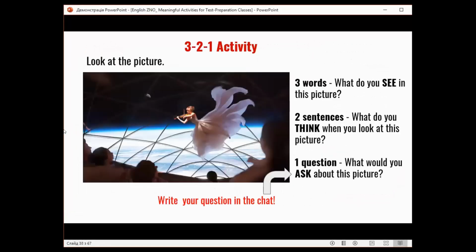Another activity that can be done with pictures is, I call it 3-2-1. So you can find an interesting picture that is somehow connected to the reading that you are going to do during the lesson. And you ask your students to analyze this picture, but in this interesting way. So you ask them to give you 3 words to answer the question, what do you see in this picture? Then 2 sentences, what do you think when you look at this picture? And then to ask 1 question, what would you ask about this picture?